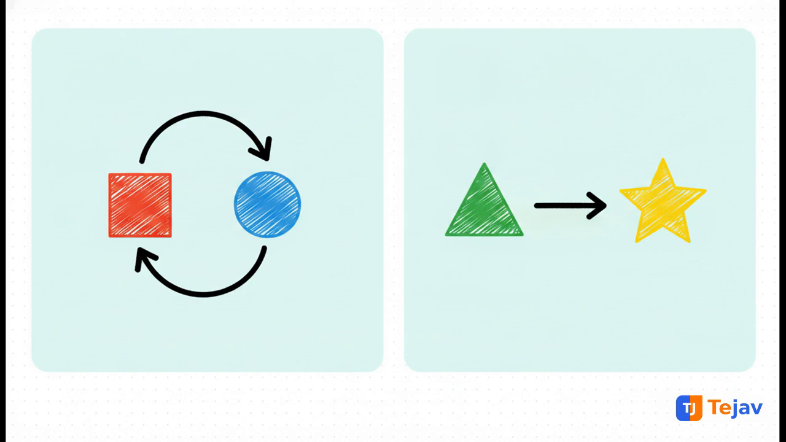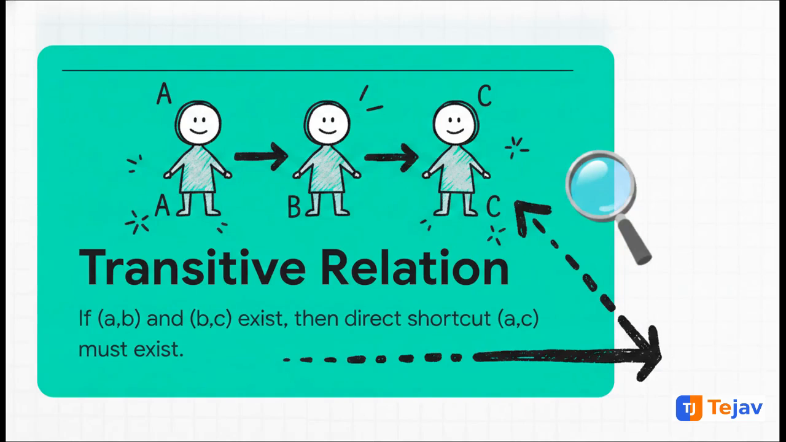Those are like the older than dynamic. If Rahul is older than Aman, there is just no way Aman can be older than Rahul. The relationship simply cannot be reversed. Okay, moving to our 3rd core property, the transitive relation.